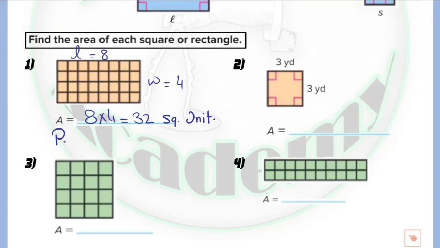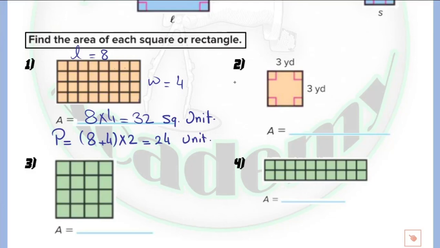But if we need to find the perimeter in this question, it will be 8 plus 4, multiplied by 2. Length and width multiplied by 2. 8 and 4 equals 12. 12 multiplied by 2 equals 24. But for the perimeter it will be the same unit. In the area it will be a squared unit.